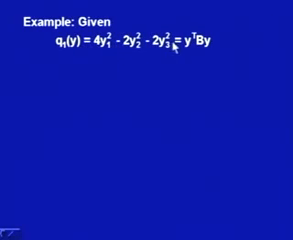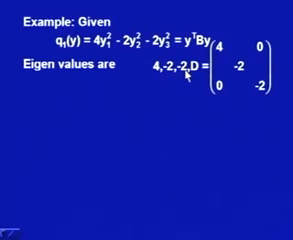I have been given a quadratic 4y1 square minus 2y2 square minus 2y3 square. Its eigenvalues are 4, minus 2, minus 2, and D is 4, minus 2, minus 2. Actually, this quadratic is taken from an earlier example, and we have already computed the eigenvalues of that matrix as 4, minus 2 and minus 2. So, for this quadratic, the eigenvalues are 4, minus 2, minus 2, and correspondingly we have the diagonal matrix as 4, minus 2, minus 2, and off diagonal terms are all zeros.